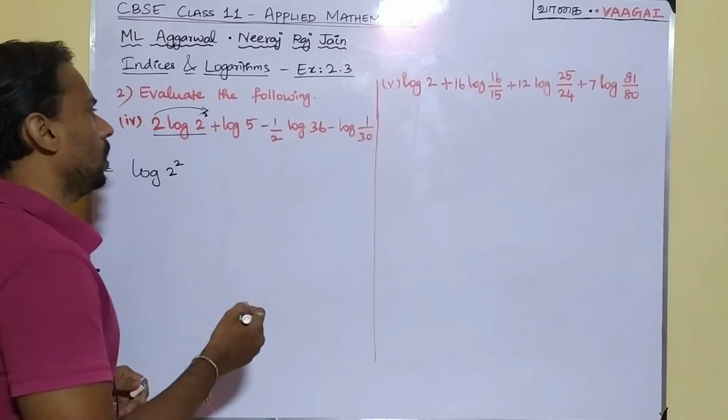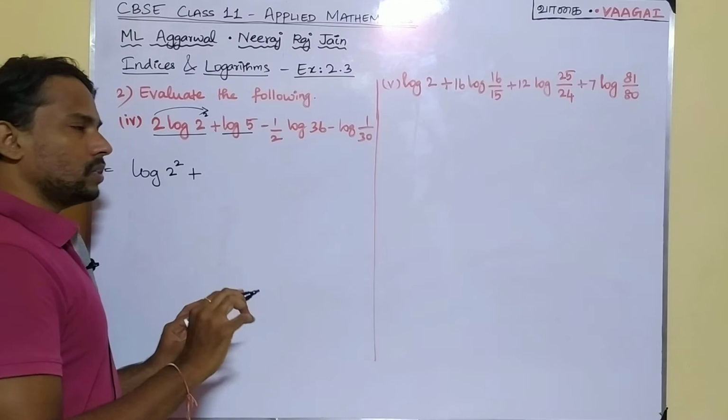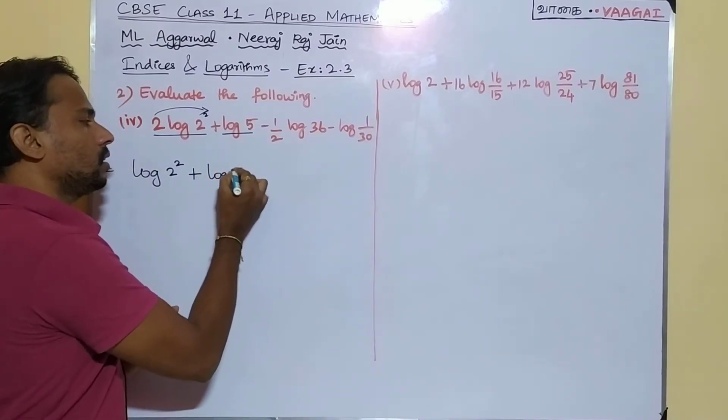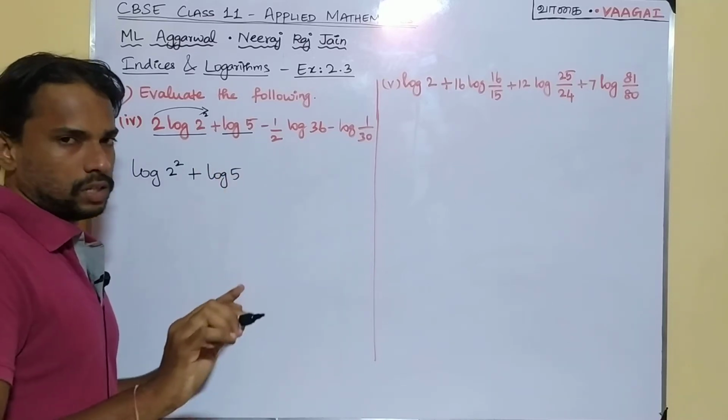Simple, that's it. Plus, now here we have log 5, right? This is already in terms of log of some value, so there's no need to change it. Let this term be as it is. Log 5, no issues.